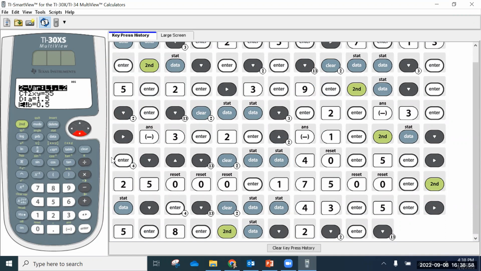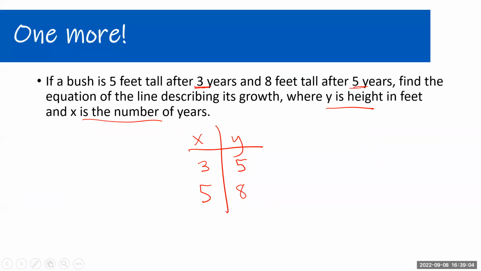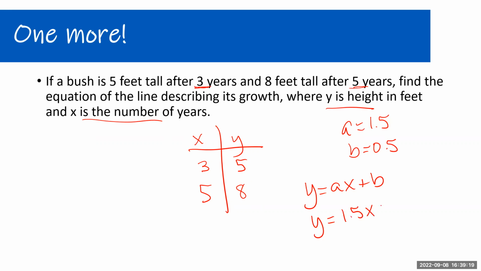There we see A is 1.5 and B is 0.5. Okay. So if we go back here, we know that A is 1.5 and B is 0.5. We say, okay, well, y equals ax plus b. So our y must be 1.5x plus 0.5. That's telling us that it's growing 1.5 feet per year. And when we first planted it, it was only 0.5 foot tall.